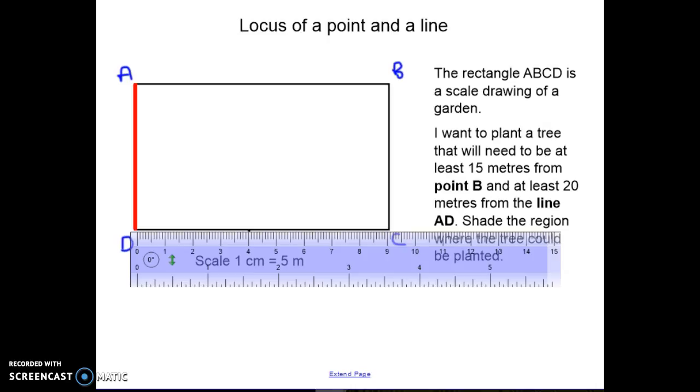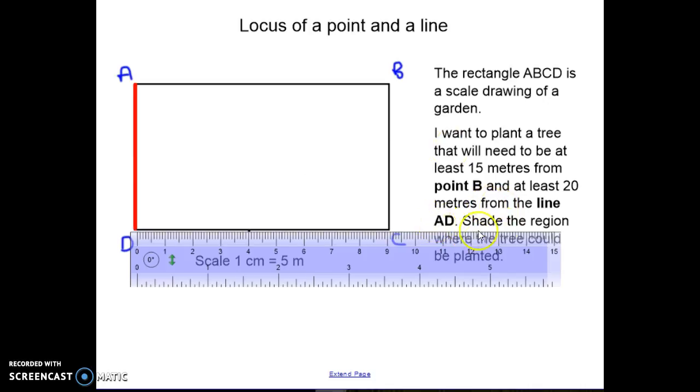Okay, this is a very typical locus question. We've been given a scale drawing of a garden, rectangular. We've got a scale down here, 1 centimetre to 5 metres, and we want to plant a tree that will be at least 15 metres from this point and at least 20 metres from this line that I've highlighted in red, and I've got to shade the region where the tree could be planted.